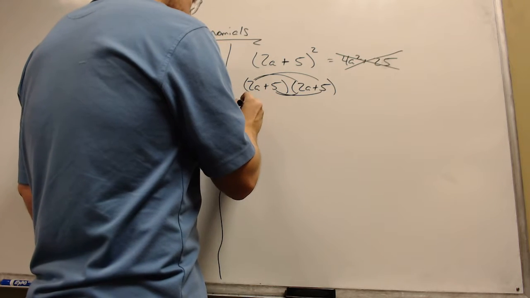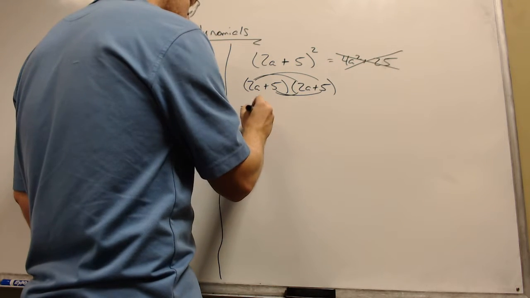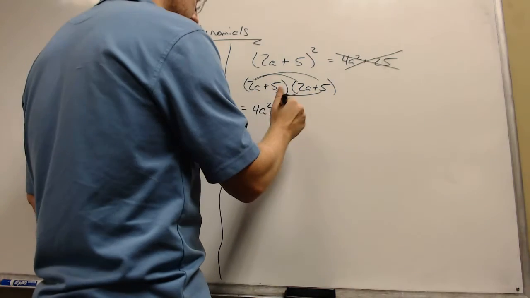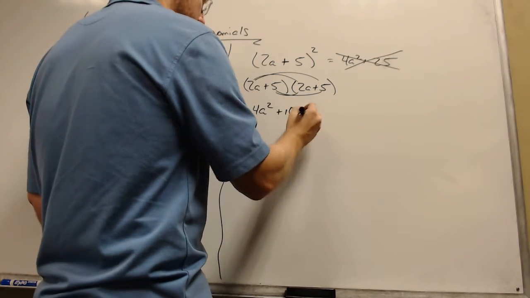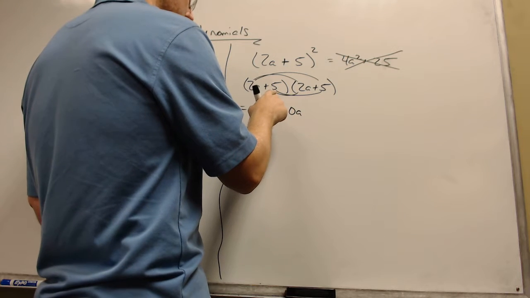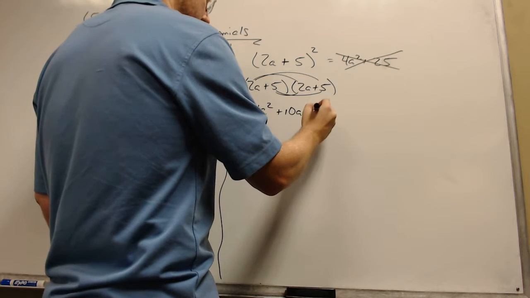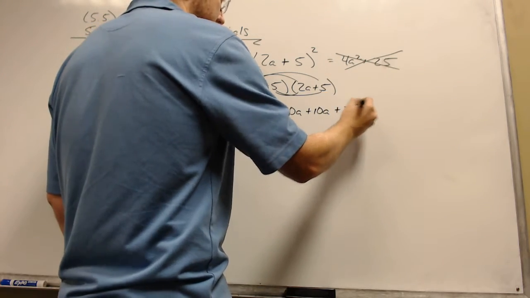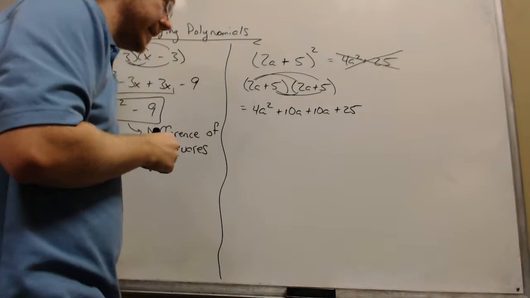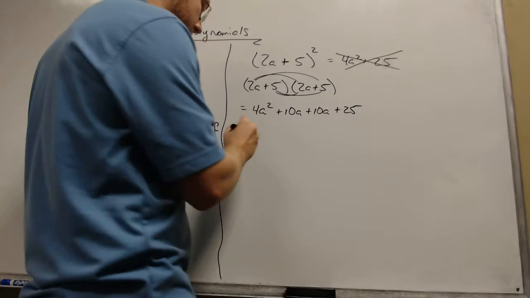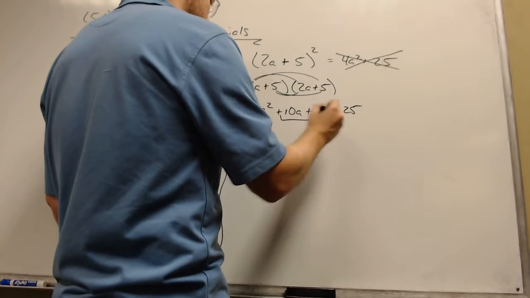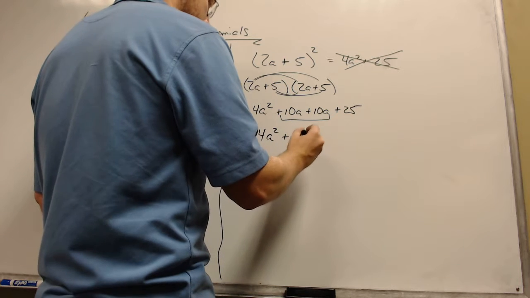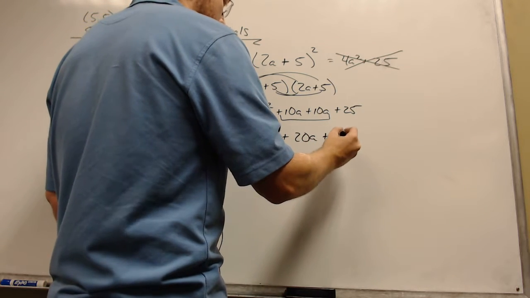2a times 2a would be 4a squared. 2a times 5, well, that's easy, that's a 10a. Distribute the 5, 5 times 2a, another 10a. And 5 times 5, a 25. Did anything change here? No, we FOILed like normal. These 2 middle terms grouped together, they add up to positive 20a, and we're done.